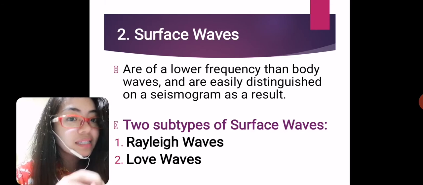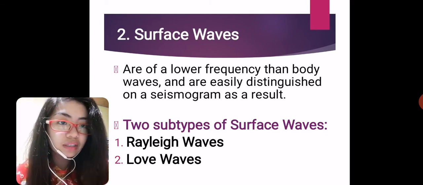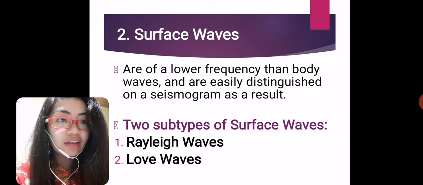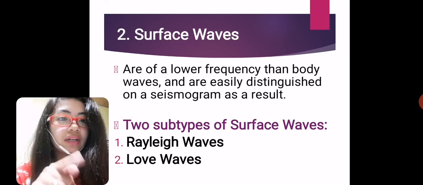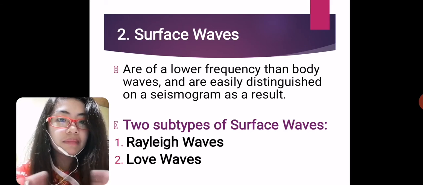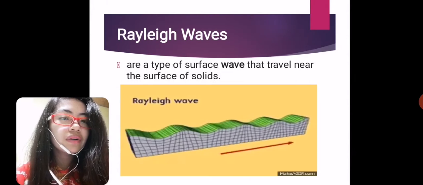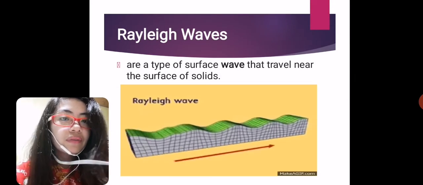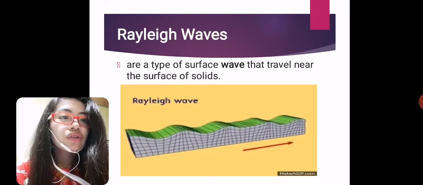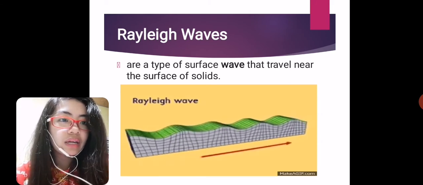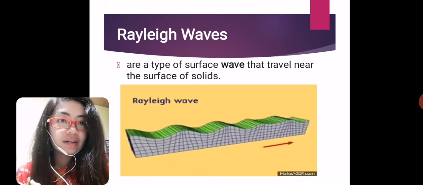So, ang dinedetect ng seismogram or yung dinedetect nung instrument na pinakita ko last sa video is this one, the surface waves. And then, we have two subtypes ng surface waves. So, we have here the Rayleigh and the love wave. So, magkaiba naman itong dalawa ng movement. So, let's start with the Rayleigh wave. Rayleigh wave, type of surface wave that travel near the surface of solids. So, as you observe, ang galaw ni Rayleigh wave is para siyang pa-up and down. Meron din siyang crest na ginagawa.